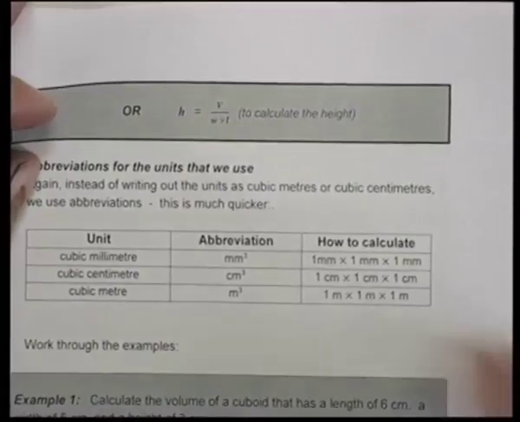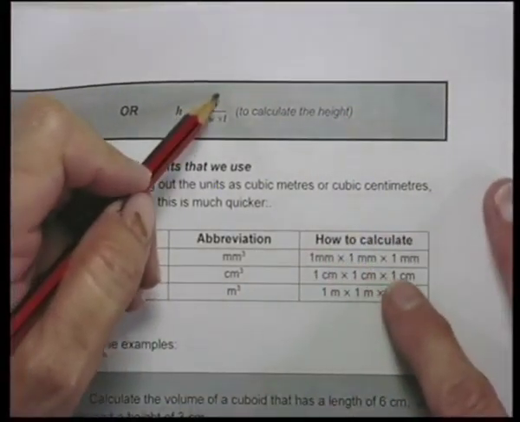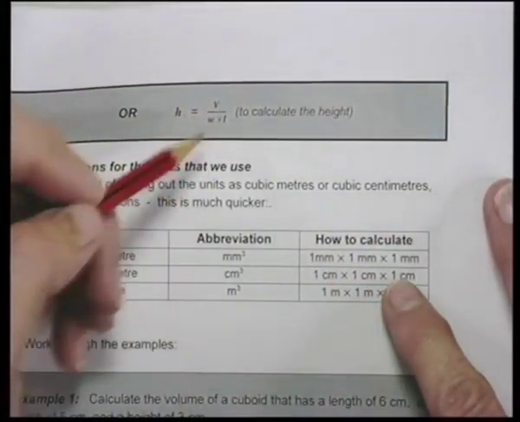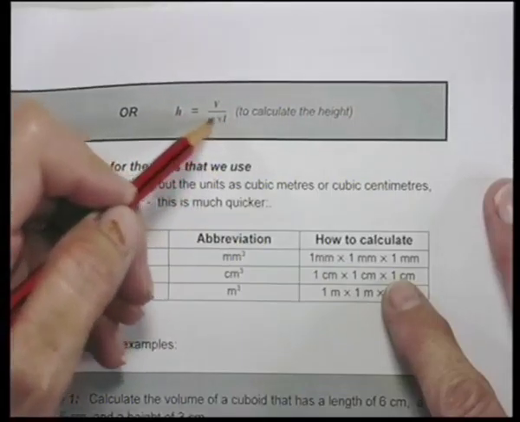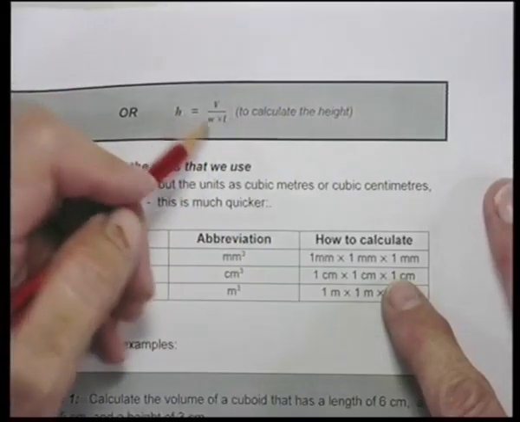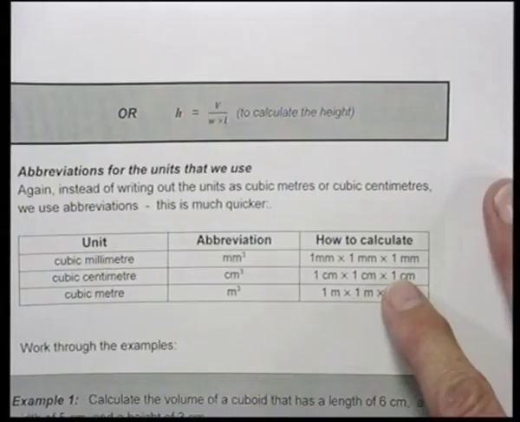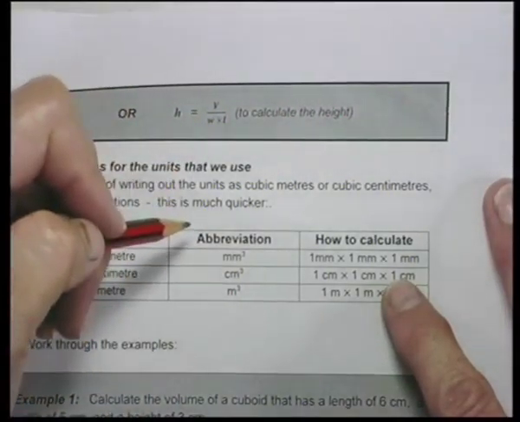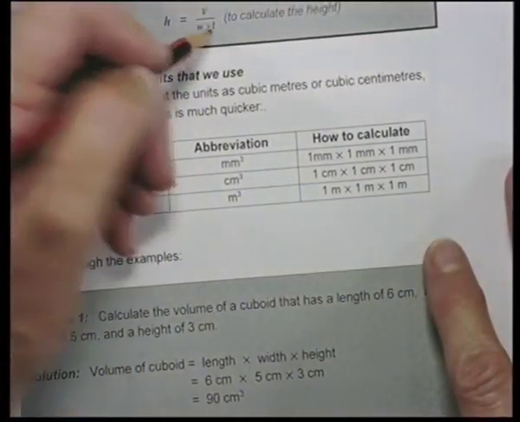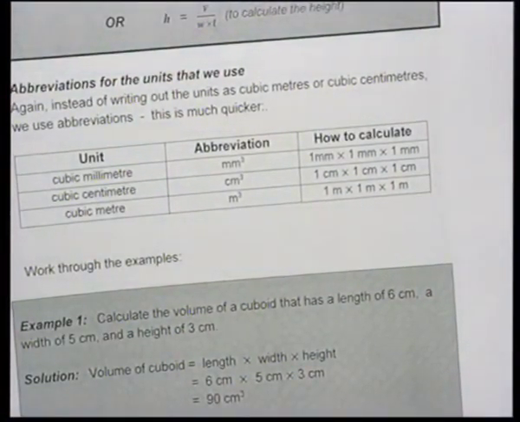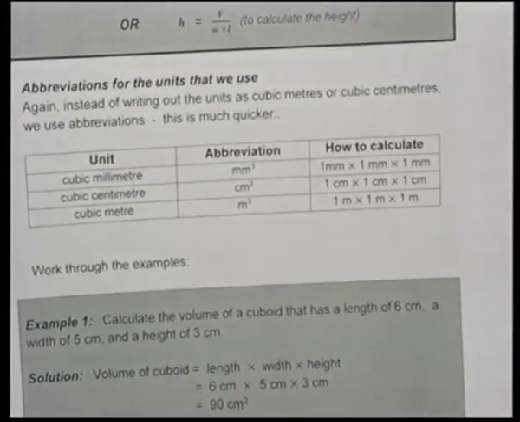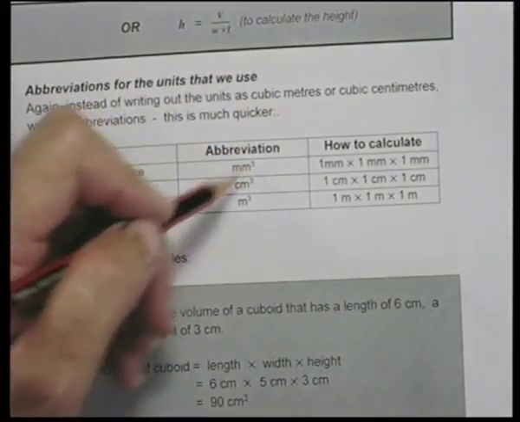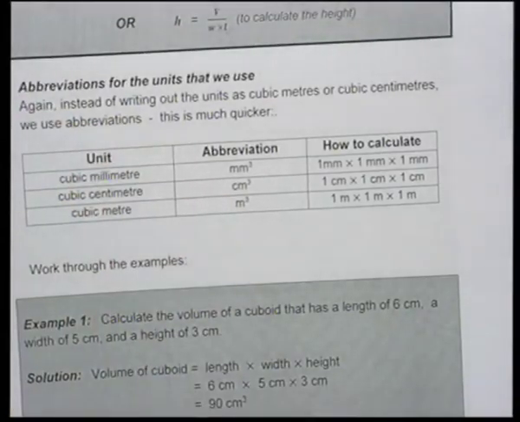And if we have to find the height, we can say the height is the volume divided by the width times the length. So we must calculate the width times the length before we divide it into the volume. Or you can divide the volume by the width and then divide it by the length. But it's easier to just multiply the width and the length and then divide it into the volume. Cubic millimeters, cubic centimeters, and cubic meters.